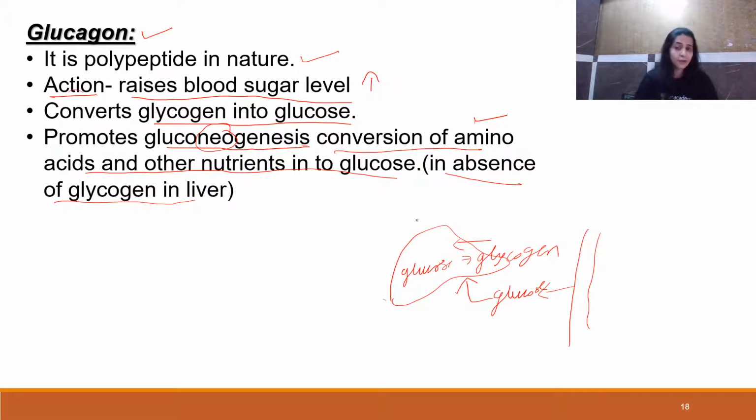Yes, Sanjay, absolutely. Glycogen breakdown is glycogenolysis. This is glycogenolysis, right? So glycogenolysis and gluconeogenesis.